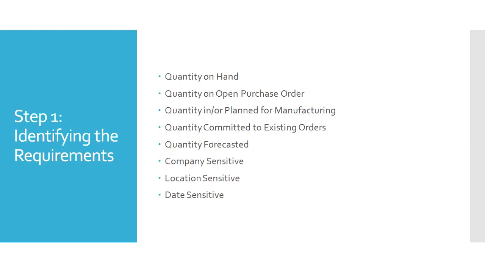Now the first step is identifying the requirement. So what is the requirement? How can you identify the requirement on which the MRP is being applied? That depends upon the quantity on hand, how much quantity on hand you require for the MRP. Quantity on open purchase order. Open purchase order means how you can purchase the orders for different applications. Quantity in or planned for manufacturing. Quantity committed to existing orders. Quantity forecasted. Company sensitive, location sensitive, and day sensitive. These are the things that I have already explained to you.